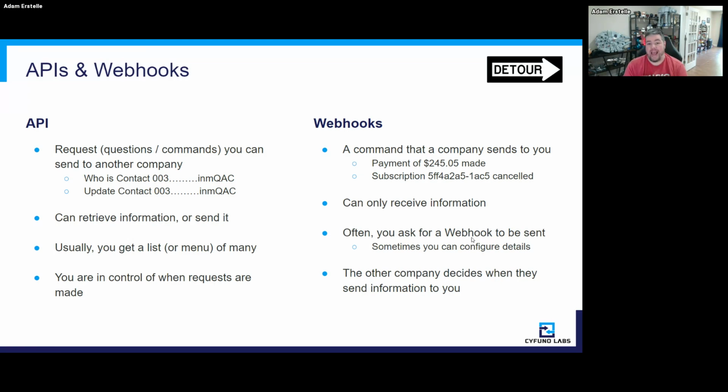Now, usually you ask that other system to send you a webhook. They don't just do it without consent, so to speak. And sometimes you can even configure or tell that system, hey, when a payment is made, I want to know these 3 or 4 things. I don't want the whole list of data attributes. I'm only interested in 5 of the 73 that I can have. So sometimes those webhooks will let you tailor what's coming out. But again, with webhooks, that other company decides when to send information to you.